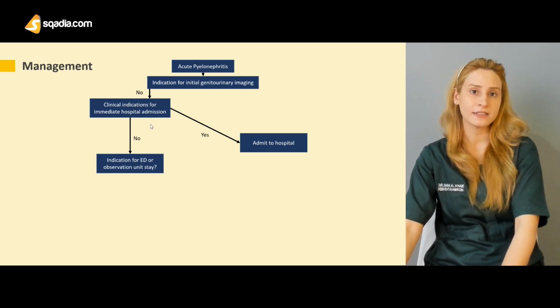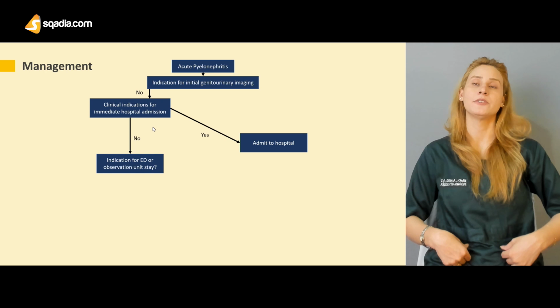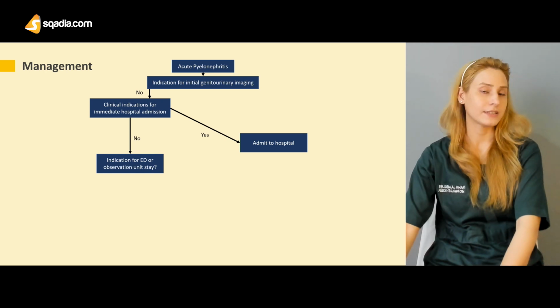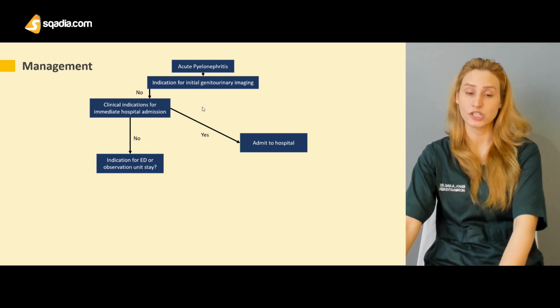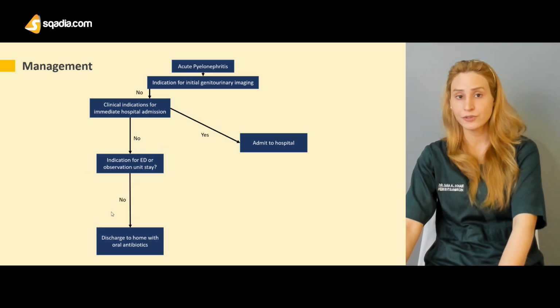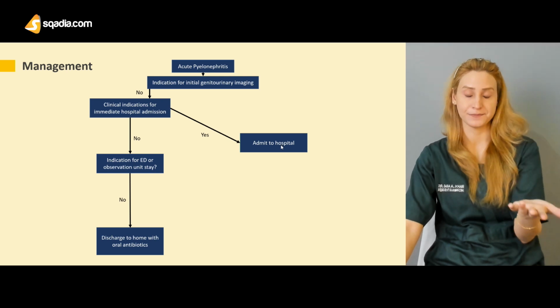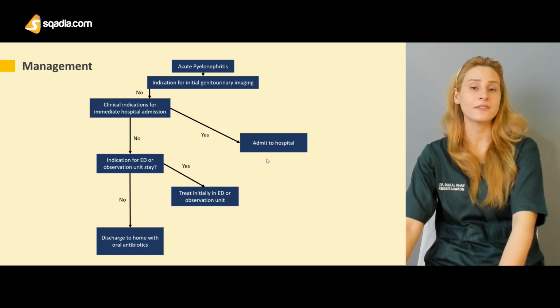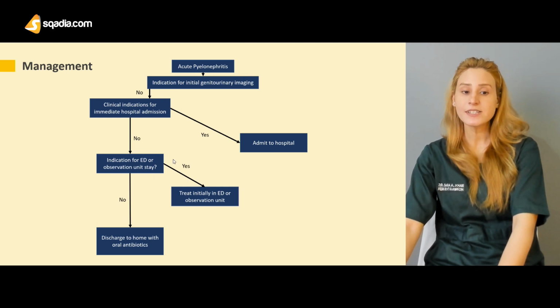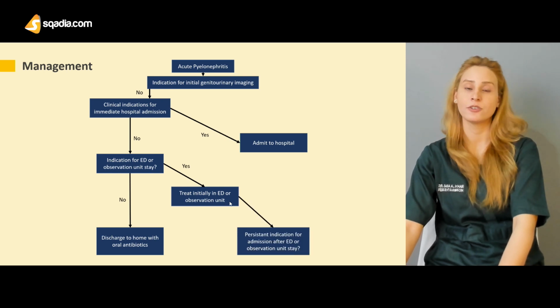If there is no clinical indication, it's just a dull ache renal pain, and the TLC count comes out to be normal or near normal, then you treat your patient as an emergency department patient. So is there an indication for emergency department or observation unit stay? If there is no such indication, then discharge the patient on oral antibiotics. If there is a clinical indication for admission to the hospital, then obviously you need to admit your patient. If there's an emergency department stay, treat initially with IV antibiotics and then discharge your patient on oral antibiotics.